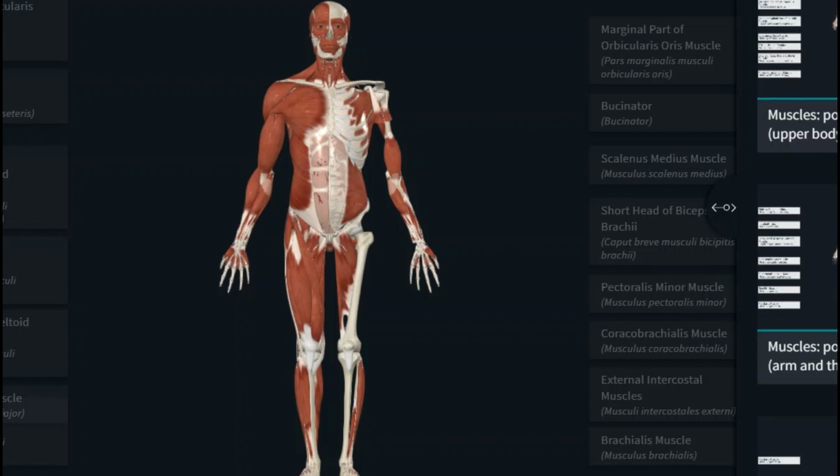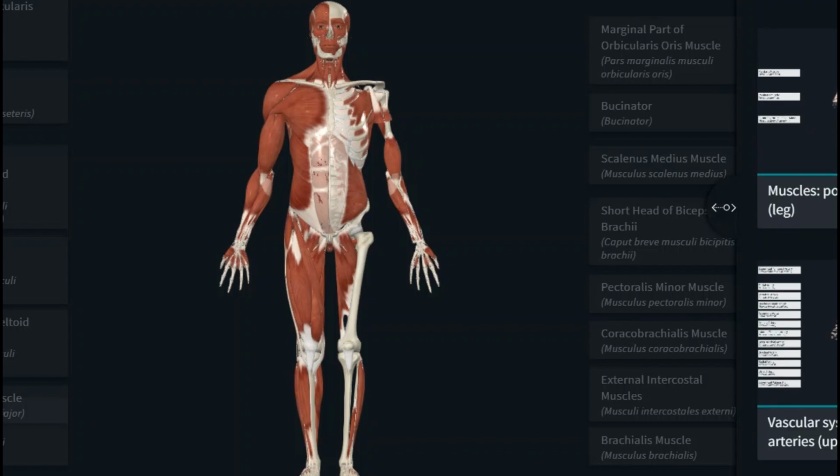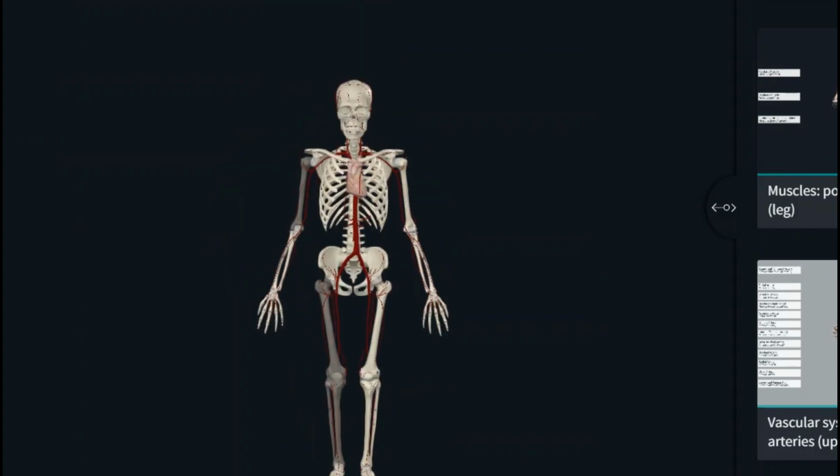Understand? So these are the basic framework of our body. So our main motto is to understand the bone. If you see the vascular system of our body, so this is the heart. In the center, which organ is present? Heart. So this is all about the vascular system.